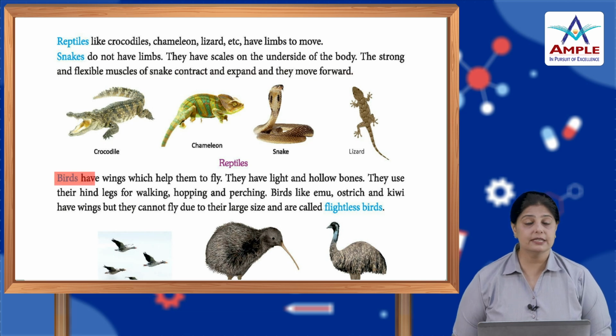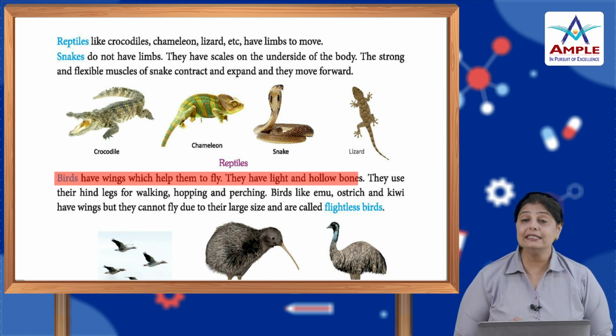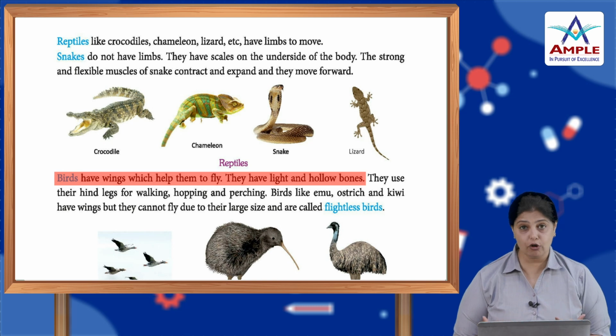Birds. Birds have wings, and those wings help them to fly. Now, the birds have light and hollow bones. Because of those light and hollow bones, they are able to lift themselves off the land surface. And when they can lift themselves in the air with the wings, they can fly.